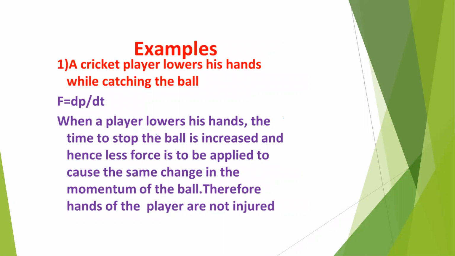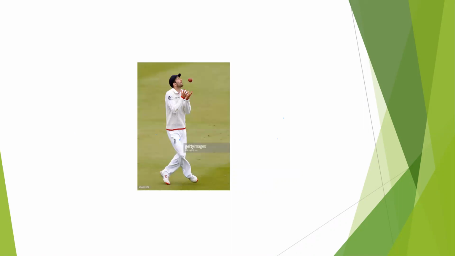Now let us see some examples of Newton's second law of motion. The first example is a cricket player lowering his hand while catching the ball. You can see this picture. What does the cricket player do while catching the ball? He lowers his hand. I hope you might have seen this. So why do we lower our hand when catching the ball? Not only in cricket, you can take throwball also, right?